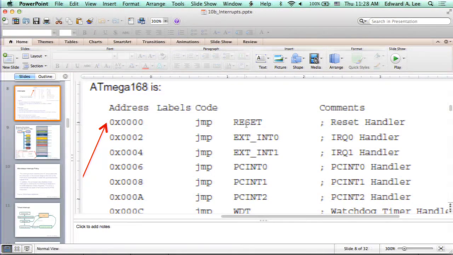So at address 0, what the hardware does when you hit the reset button or when you power on the processor is it sets the program counter to 0, which means you start executing at this memory location. So the thing to put at that memory location is a jump instruction to whatever code you want your processor to execute when it starts up.